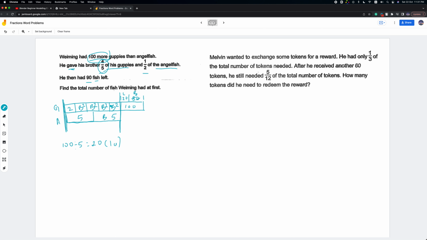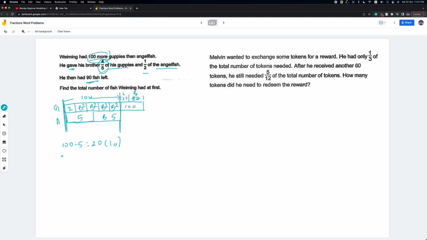2, 4, 6, 8, 10, 5, 10. So you can see now from the beginning until this part here, there's 10 units, whether you look at it from the top or from the bottom. Okay, and now we have 90 fish left. But don't forget, we gave away all this.